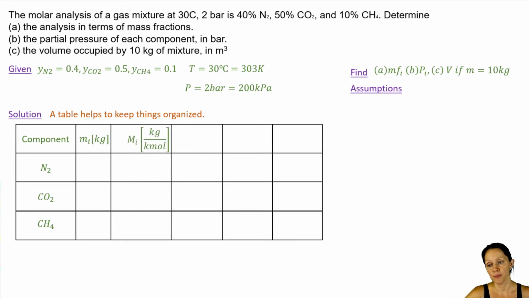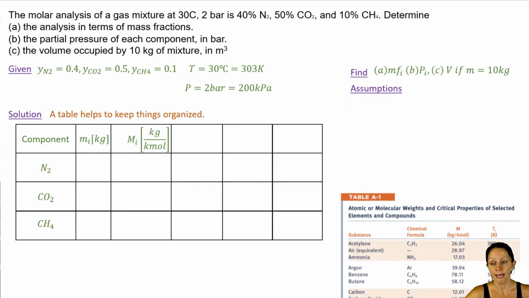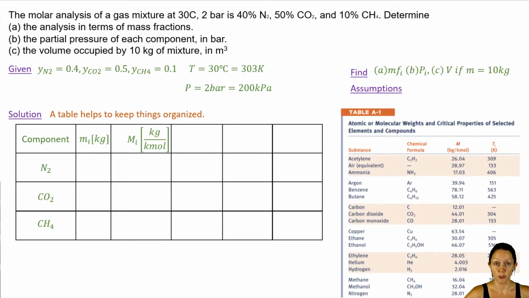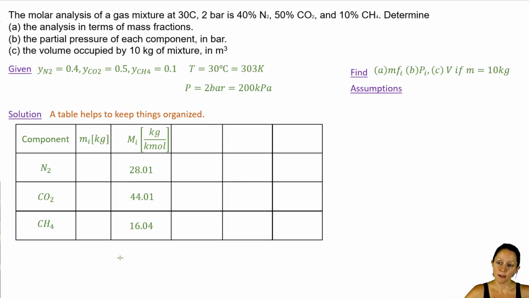The next column is your molar mass, and those values you can look up for your components. You can look those up in table A1, or if you were in English units, A1E. So I've got molar mass for nitrogen, CO2, and methane. They're all in there in table A1. So let's go to my next column, and that's my number of moles. You can see that the mass and the molar mass are related. If I divide the mass by the molar mass, I get the number of moles. I actually don't know the number of moles, so I'm going to skip that.